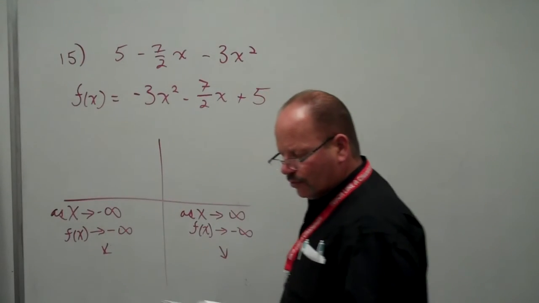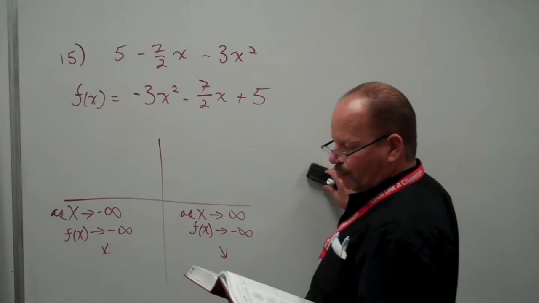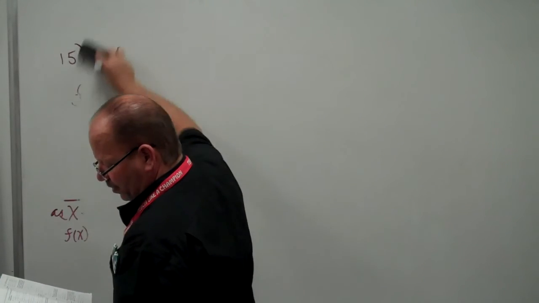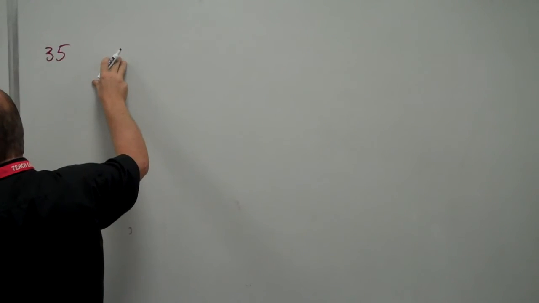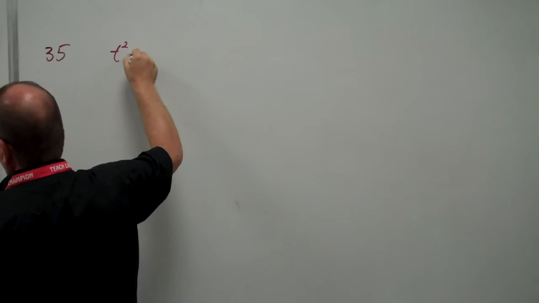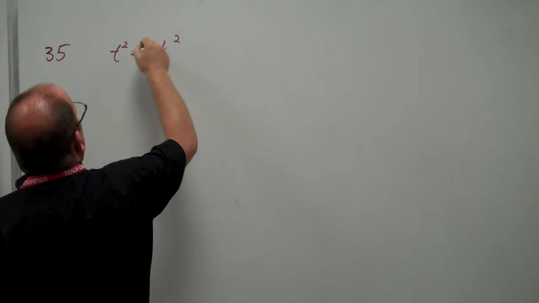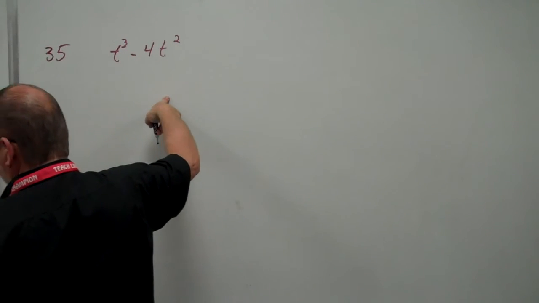Let's go into another group of questions. Find all the real zeros. This is up where 27 goes through to 32 there, 42. Let's pick one of those. I will do number 35. Find the real zeros. T cubed minus 4t squared plus 4t.